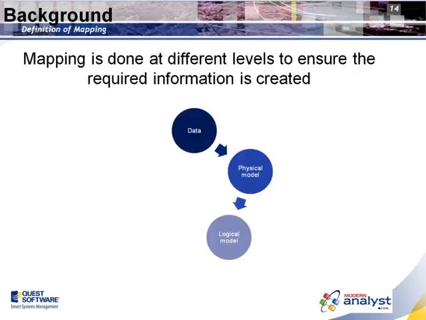And this is why mapping has to be done at different levels to ensure that the required information is actually created. So you have mapping at the data level, at the physical model level, physical model being your tables and your columns, logical model being your entities. Then you have your processes, so now your transaction types like purchase, like a sales order, and then finally your systems. So these are all the levels that we have to actually do mapping for.